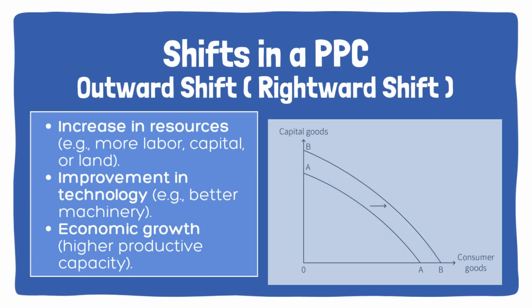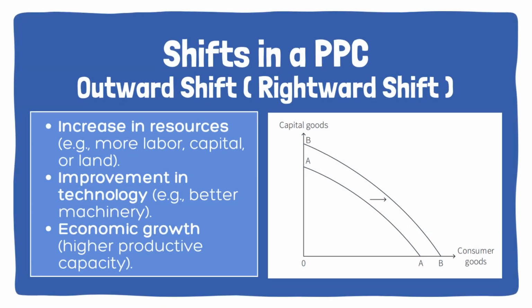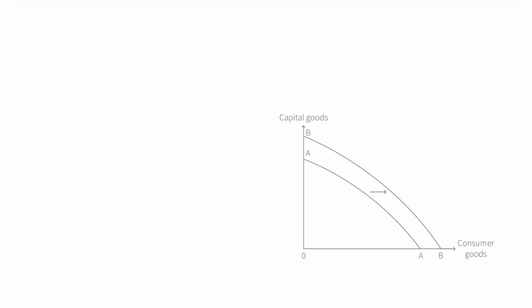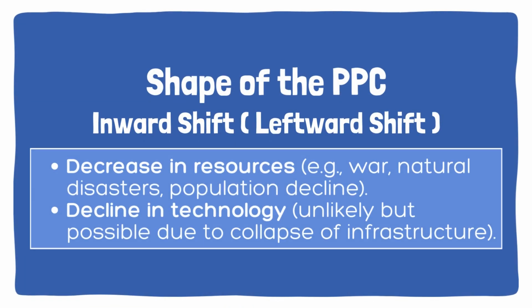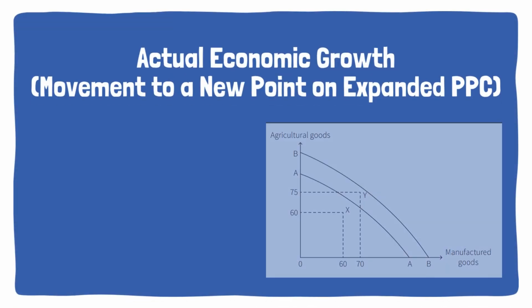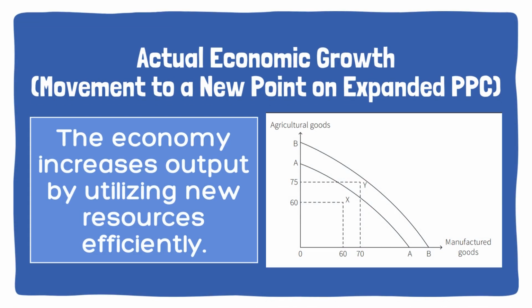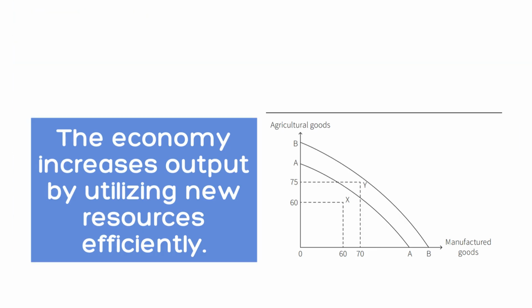A PPC shifts outward when resources increase or improve: more labor, better technology, or enhanced capital. This represents potential economic growth. But if resources decline, say from a natural disaster, the PPC shifts inward, reducing productive capacity. Importantly, actual economic growth occurs when production moves toward the new frontier, utilizing these expanded resources effectively.